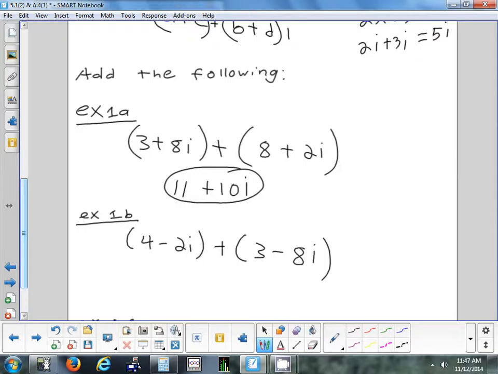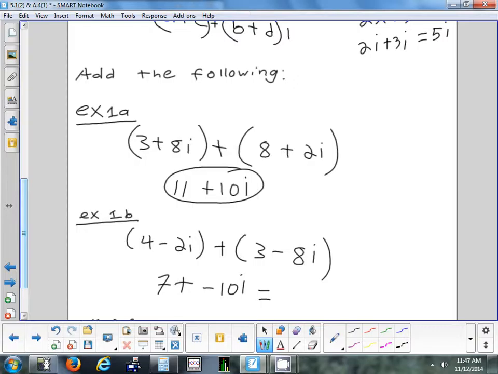All right, 4 minus 2i plus 3 minus 8i. Kyle, what's my real part here? 7. Yep, 7. Plus, Andrew, what's my imaginary part? Negative 10i. Good, negative 2 plus negative 8 is negative 10i. So you can write it as 7 plus negative 10i.